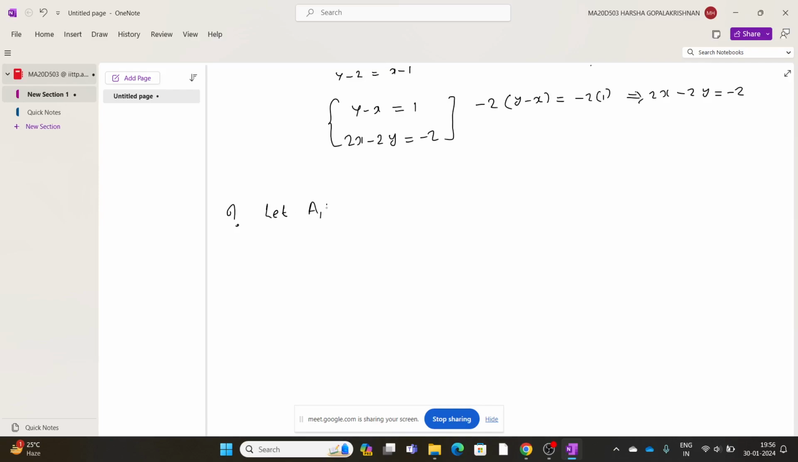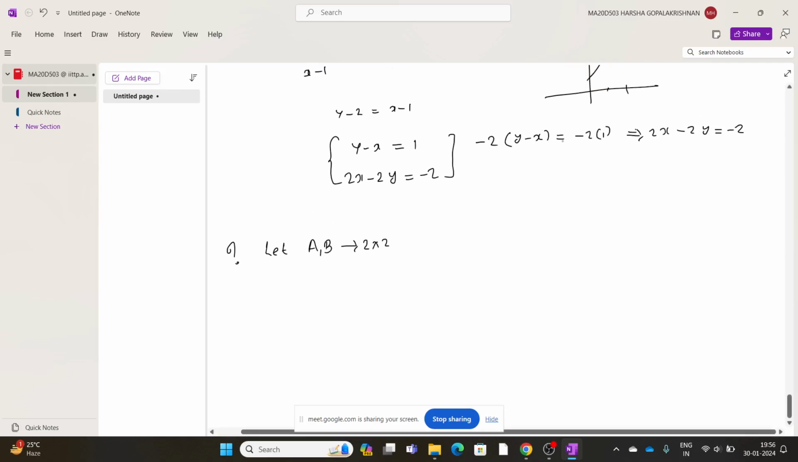Ma'am, one second, ma'am. Here you have done minus 2 into y minus x equal to minus 2 into 1, no? In which method do you get that? Here I am just multiplying both sides of the equation by minus 2. Yeah, so we are obtaining the first equation.